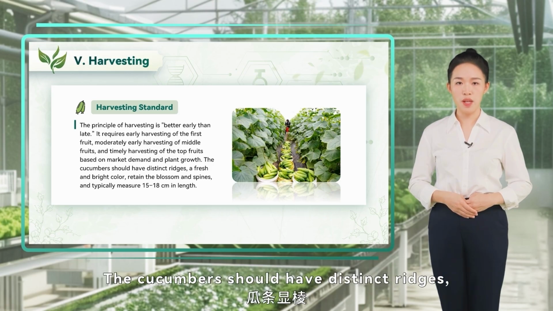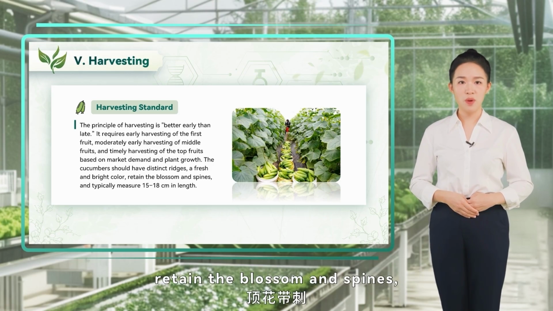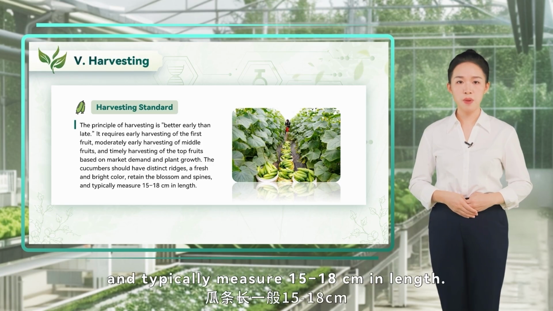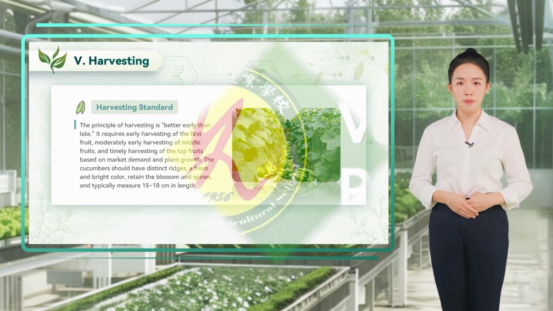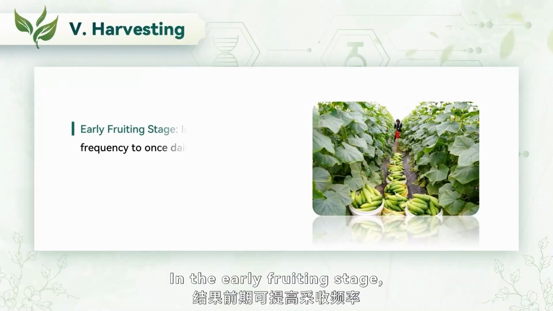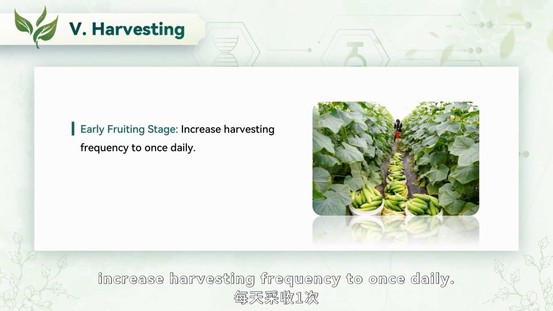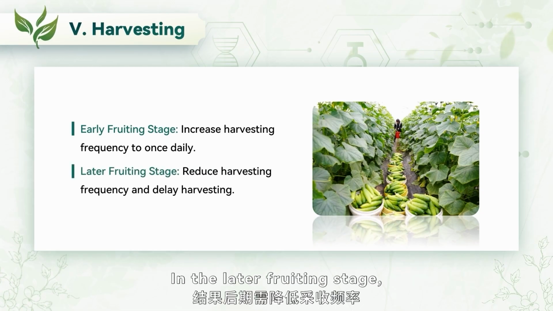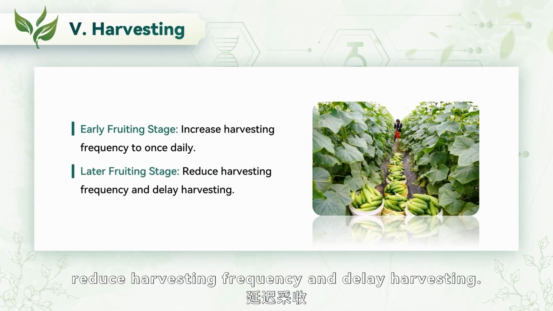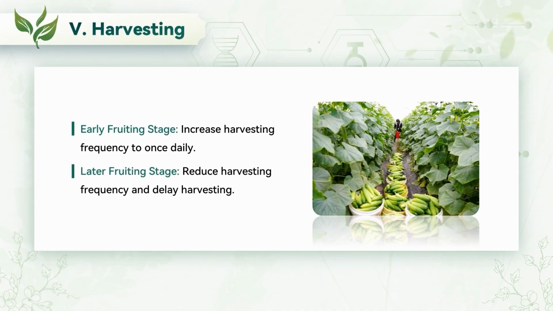The cucumbers should have distinct ridges and a fresh, bright color, retain the blossom and spines, and typically measure 15 to 18 centimeters in length. In the early fruiting stage, increase harvesting frequency to once daily. In the later fruiting stage, reduce harvesting frequency and delay harvesting.